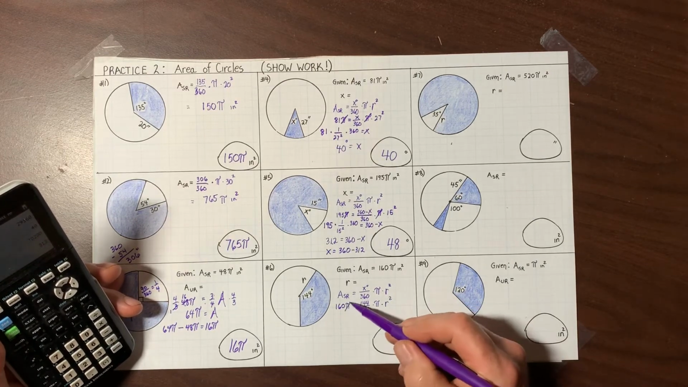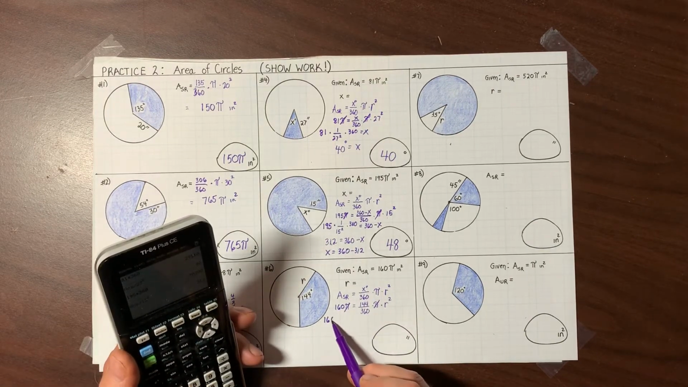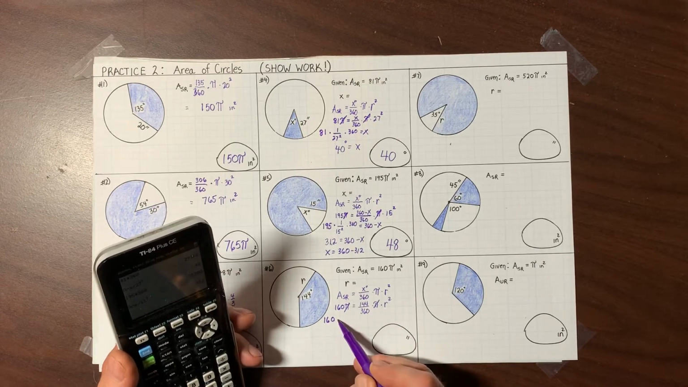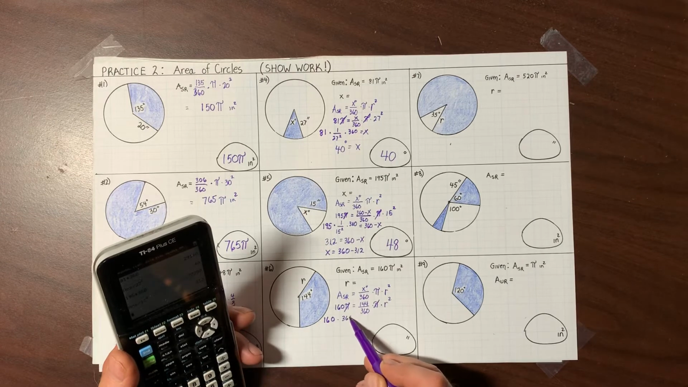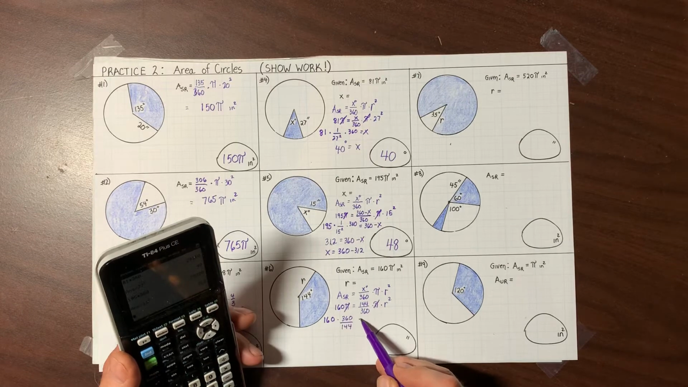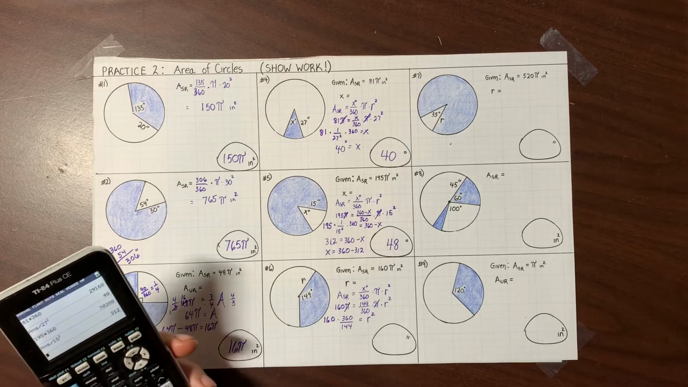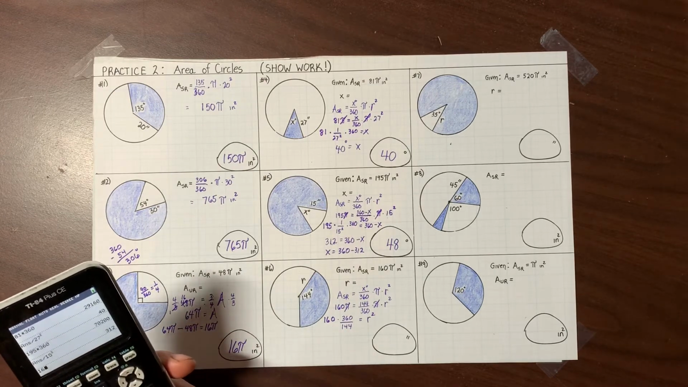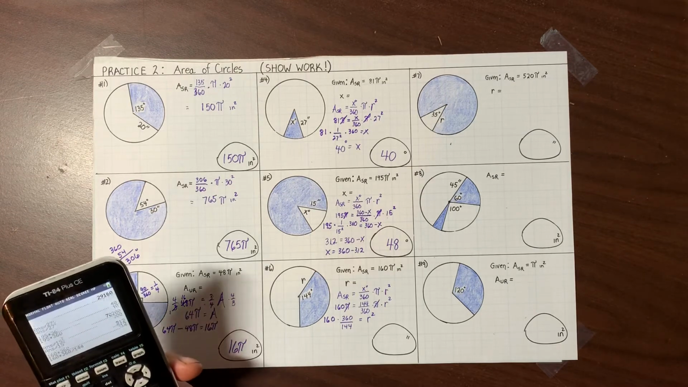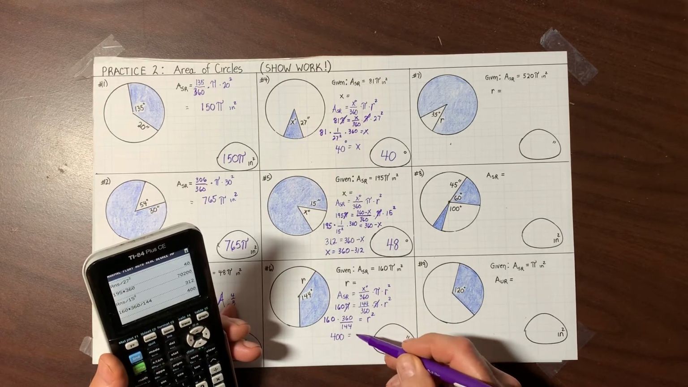Okay, the pi's would cancel. I'm going to write down this 160. Now to get rid of the 144 over 360, I'll multiply by the reciprocal, 360 over 144. And that would isolate the r squared. So I'm going to do this calculation. I'm doing 160 times 360 divided by 144. I'm getting 400. 400 is equal to r squared.